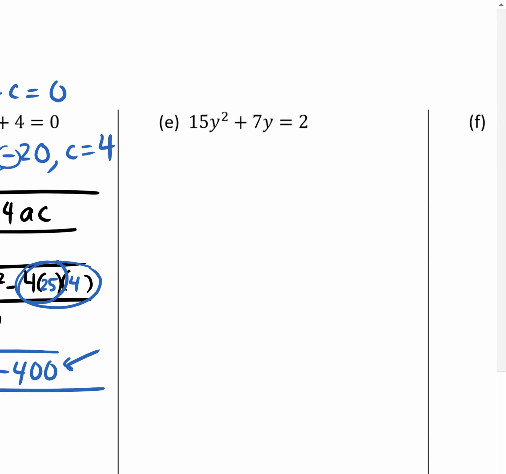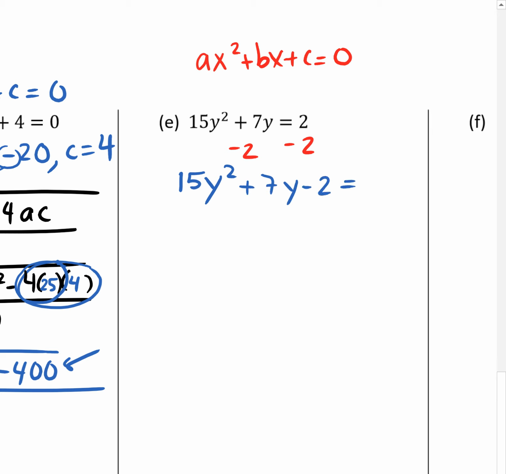Let's try part E. I notice this is almost in the right form. It looks kind of like ax squared plus bx plus c. Of course we have a y, but I don't see all the terms on one side. I'm going to have to move that 2 over so that everything's on one side. That way 15y squared plus 7y minus 2 equals 0. And it's in descending order of powers: y squared first, then y, then the constant. So a is the coefficient of y squared, that's 15. b is the coefficient of y, that's 7. And c is the constant term, not just 2, but negative 2.